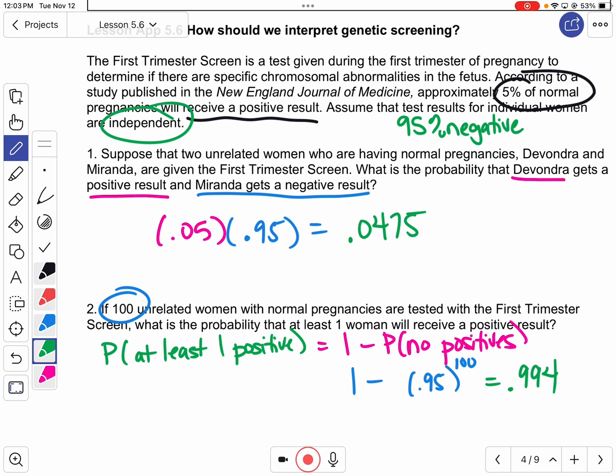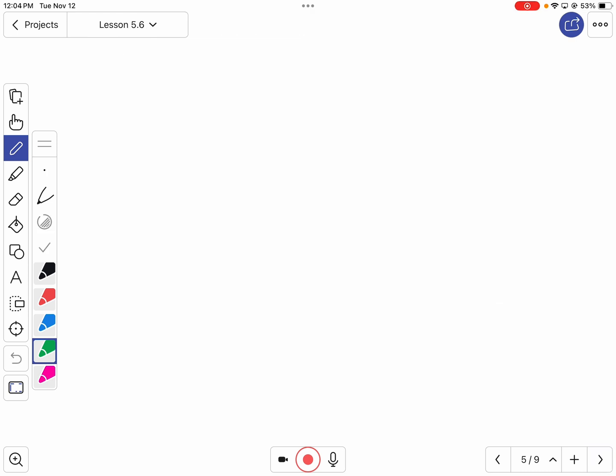So let's look at a couple more examples, and then we're going to be good to go. Just making sure we understand how this works.